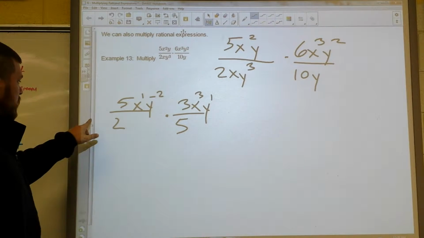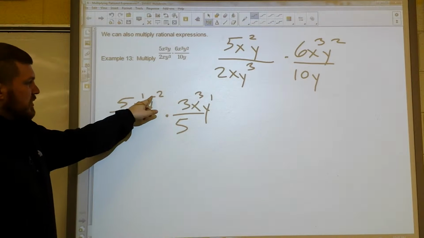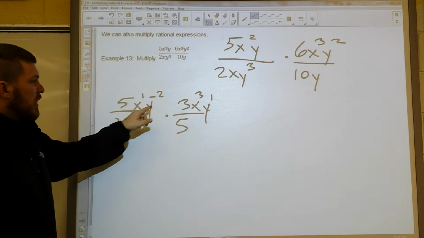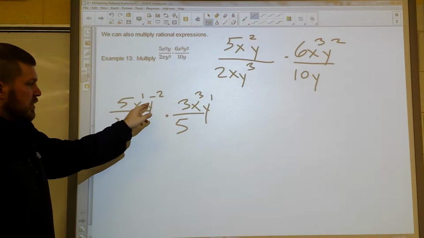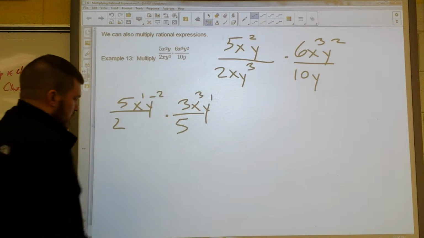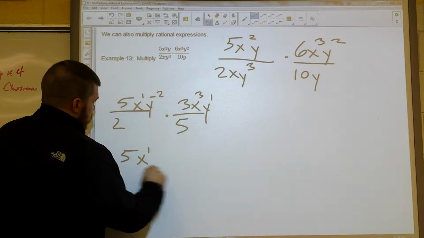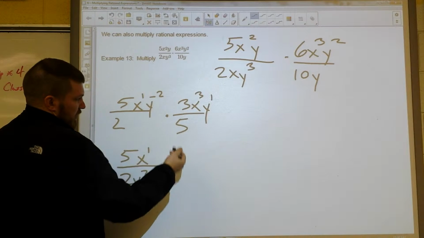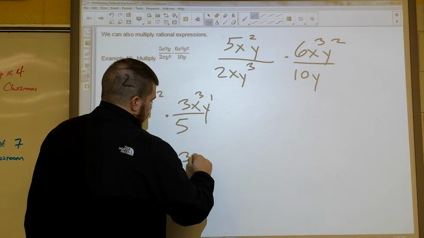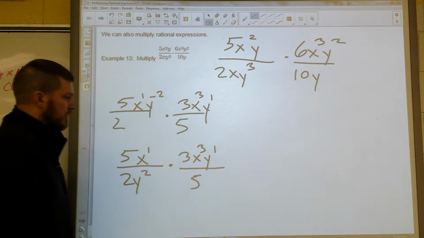Now I want to keep cleaning up as much as I can. In particular, I'm not happy with y to the negative power on top. This power is negative, so this y is not happy where he's living. So let's just flip him, bring him down. So this first fraction now becomes 5x to the first over 2y squared. The second fraction, nothing else can be done, so it's going to stay the same. So 3x cubed y to the first all over 5.